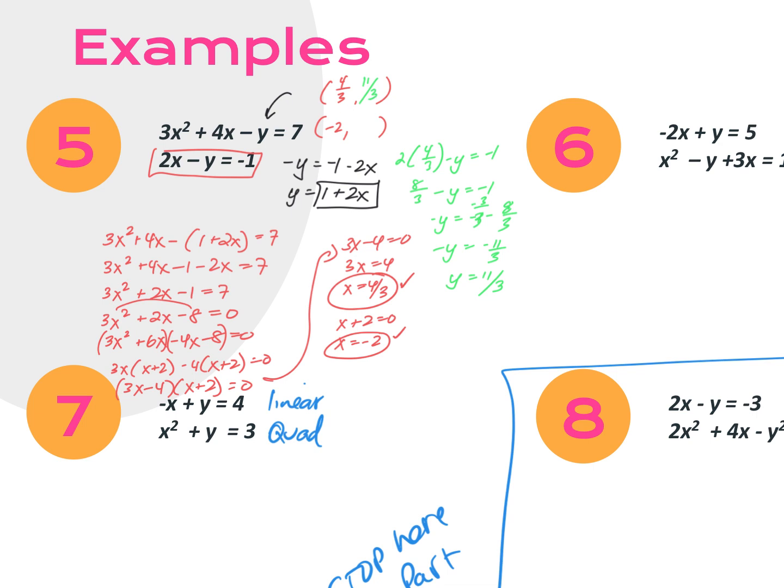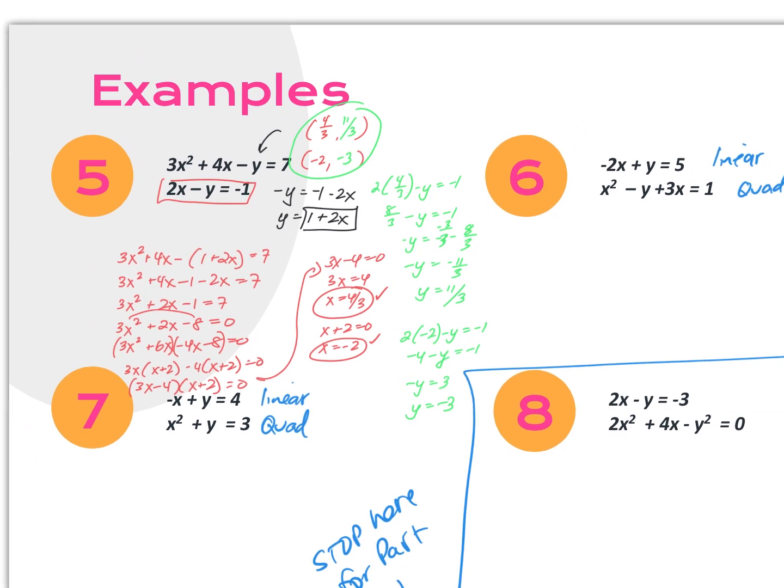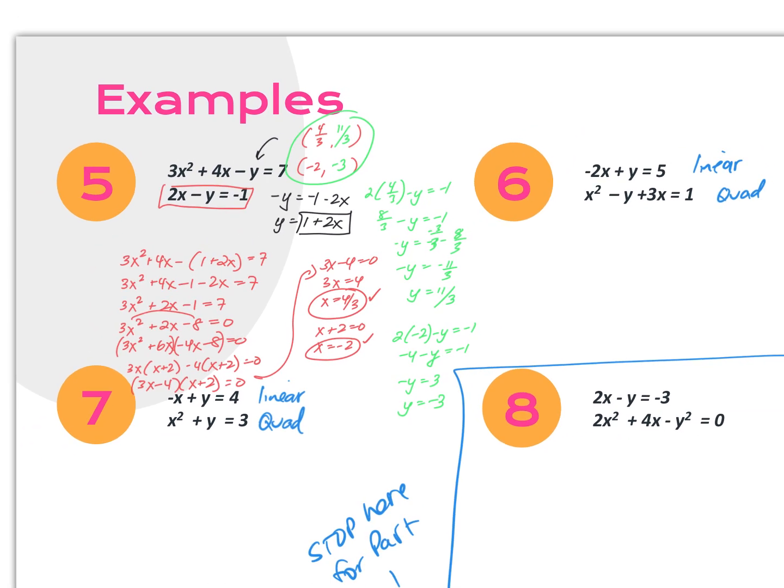And then the other one is -2. So again, I go 2 times -2 minus y equals -1. Minus 4 minus y equals -1. Minus y equals +3, or y equals -3. And so here are my two ordered pairs. So there are 2 points of intersection between that line and that quadratic equation, or that parabola. Those are my solutions.